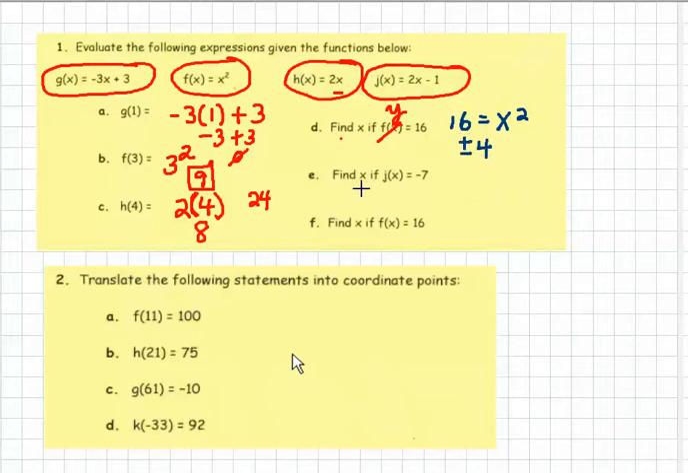Okay. E says find x if j of x is negative 7. Well, j of x, typically that would be your y value. That's negative 7 is equal to 2x minus 1. I've got to solve to find out what x value I would input here, or evaluate this expression with, to get a negative 7. So I'm going to do some basic algebra. Add 1 to both sides, and I get negative 6 equals 2x. Divide both sides by 2, and I've got negative 3 equals x. And the answer is the x value, where j of x is negative 7, is negative 3.